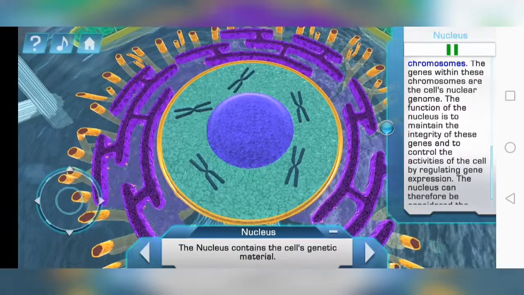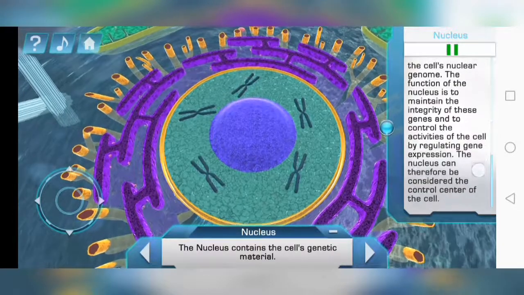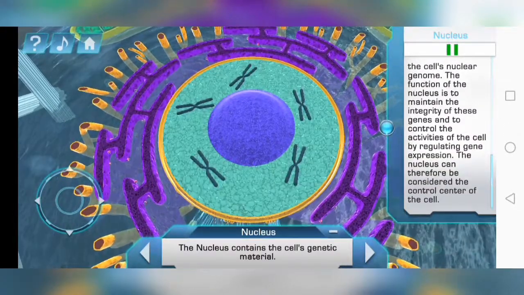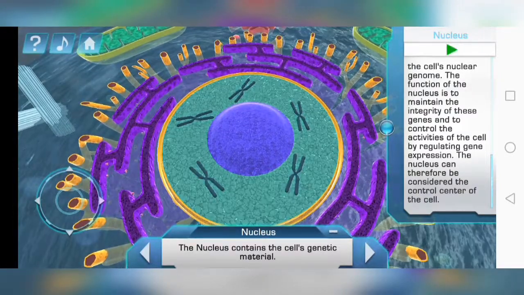The function of the nucleus is to maintain the integrity of these genes and to control the activities of the cell by regulating gene expression. The nucleus can therefore be considered the control center of the cell.